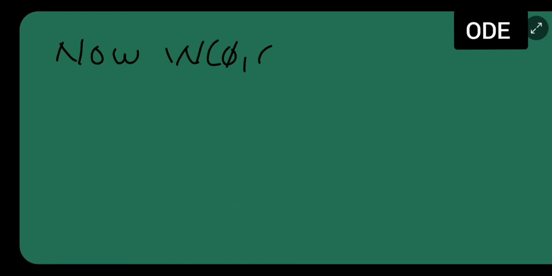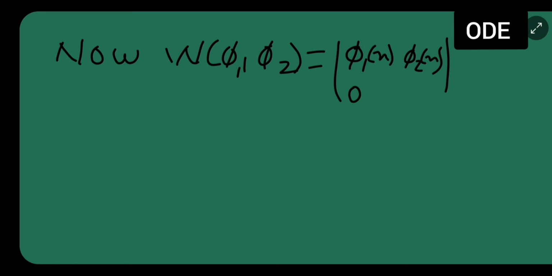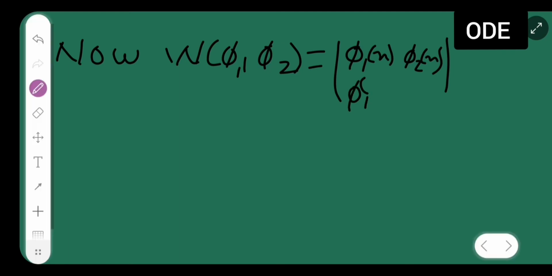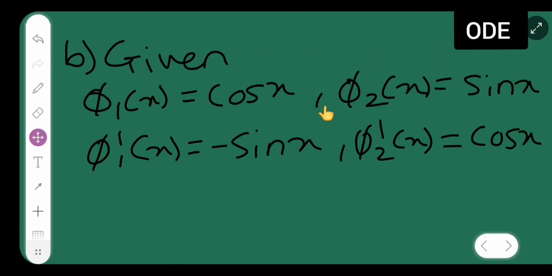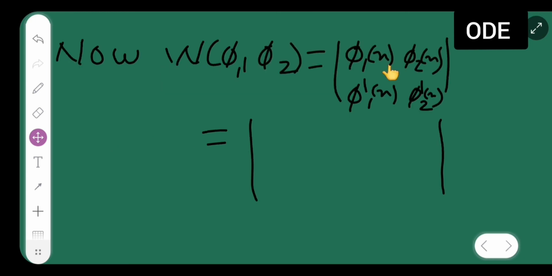Wronskian of phi1, phi2 is equal to what? This is phi1 of x, phi2 of x, right? Here it is phi1 dash of x, phi2 dash of x, right? Now this is equal to what? Now what is my phi1 of x? Cos of x. So write it down.